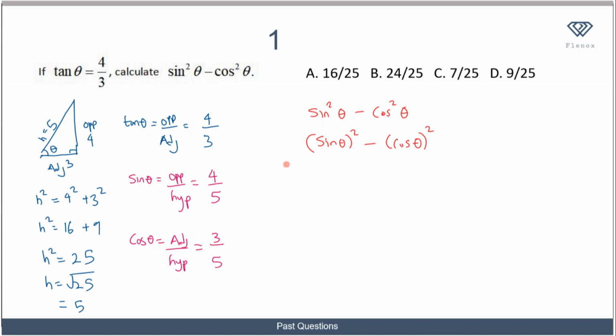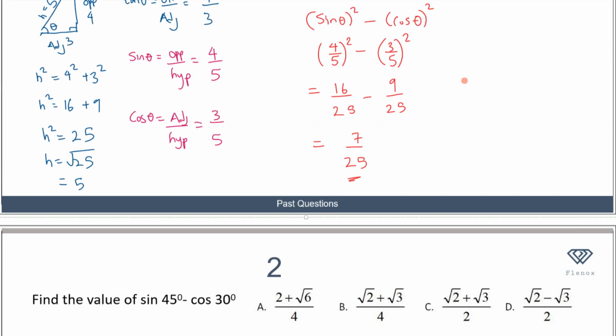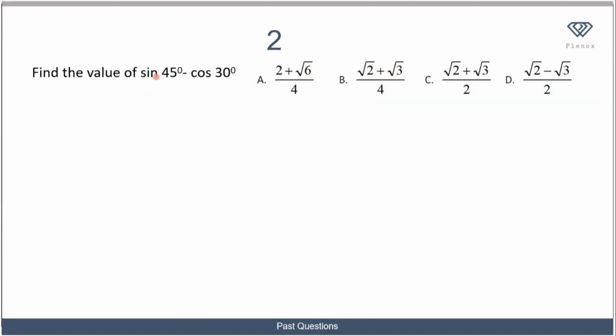So now I found the value of sine theta to be 4/5 and cos theta to be 3/5. So this is like writing 4/5 squared minus 3/5 squared. And that will be 4 squared is 16, and 5 squared is 25. 3 squared is 9, and 5 squared is 25. The LCM will be 25 in both cases, and I'm left with 16 minus 9, which gives me 7 over 25. So the value of sine squared theta minus cos squared theta is 7/25, and that makes the correct option option C.